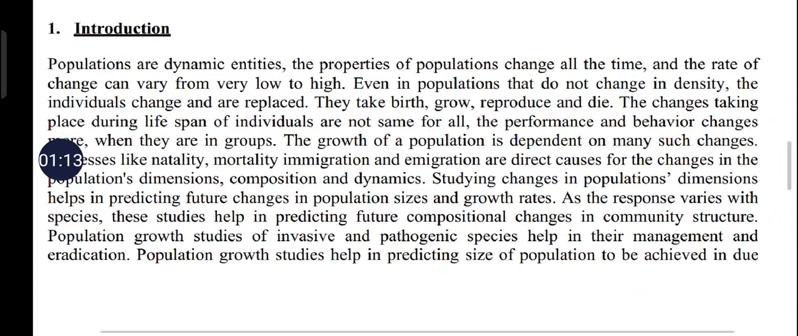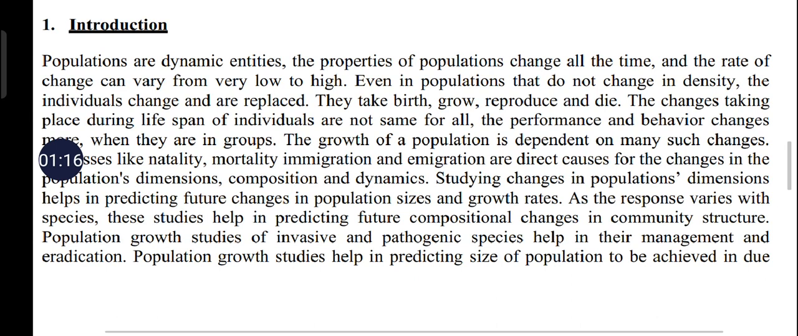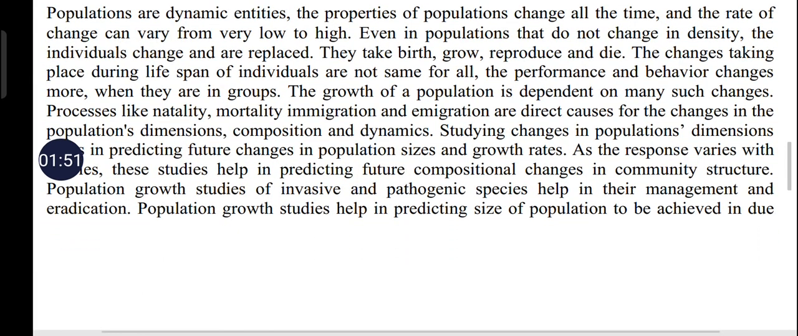Now, populations are dynamic entities. The properties of populations change all the time, and the rate of change can vary from very low to high. Even in populations that do not change in density, the individuals change and are replaced. They take birth, grow, reproduce, and die. The changes taking place during the lifespan of individuals are not the same for all. The performance and behavior change more when they are in groups.